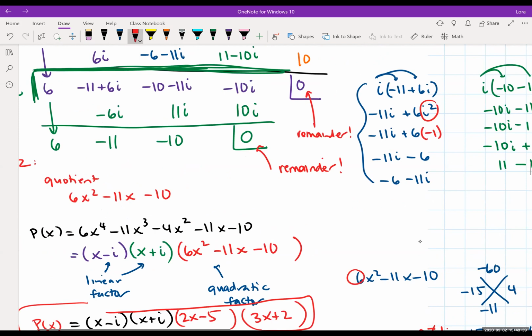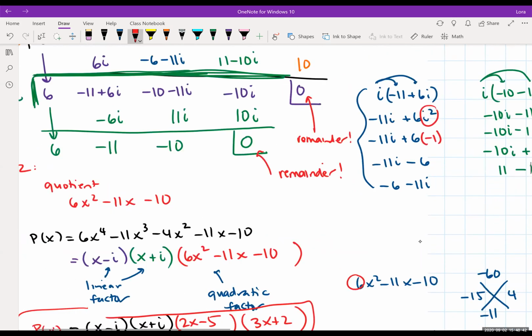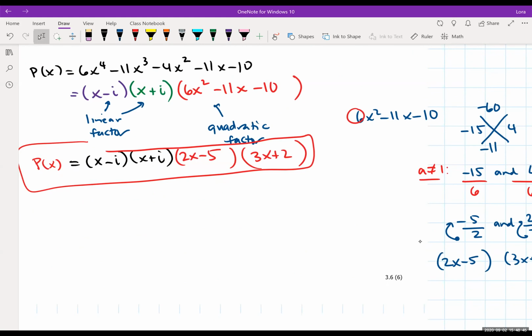But then it wants us to find the remaining roots. All that means is when you have everything factored completely, just list the roots. We can have a setup here. My roots, in other words, the solutions to my equation p of x equals 0: I do have positive i, negative i, and then to find the other ones, you're just setting each of those factors equal to 0. So what do we have? 2x minus 5 equals 0, or 3x plus 2 equals 0. 2x equals 5, 3x equals negative 2.